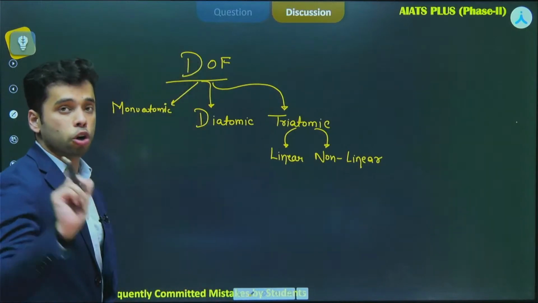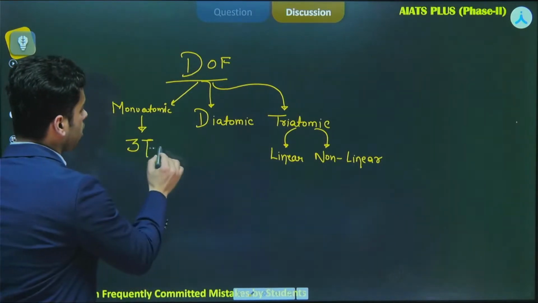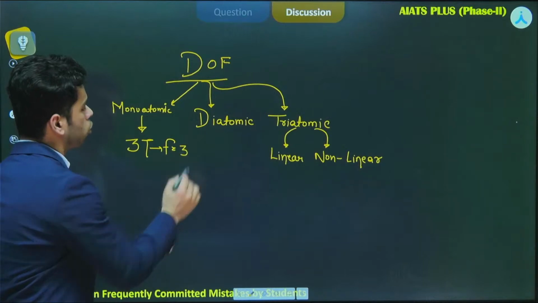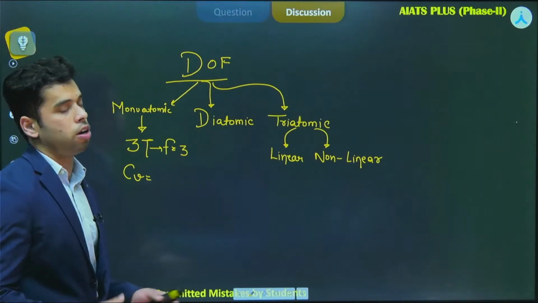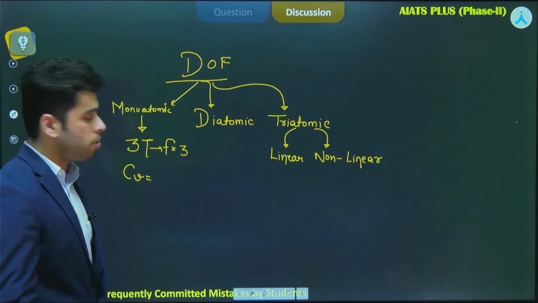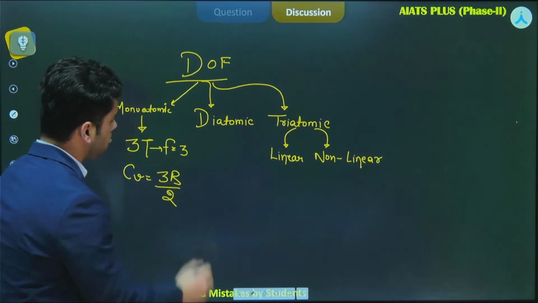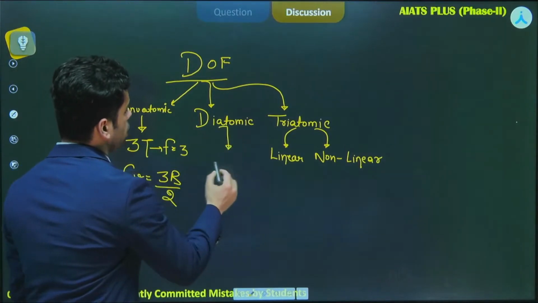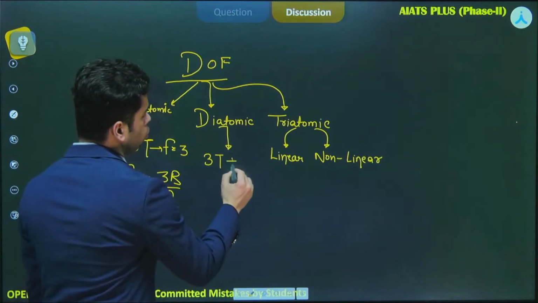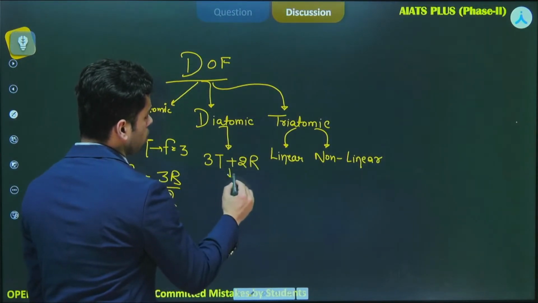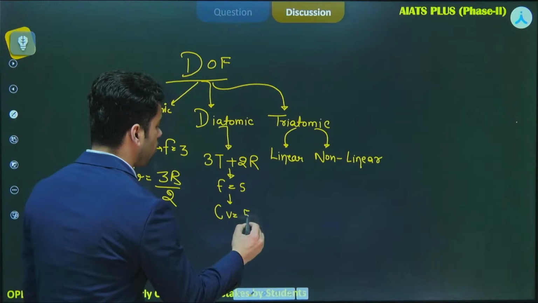If I talk about the monatomic gas, it will have 3 translational degrees of freedom, which means that the degree of freedom for it should be equal to 3. So F should be equal to 3. And if you want to write CV, the specific heat at constant volume, it is equal to FR by 2. So it will be equal to 3R by 2. Let's talk about the diatomic gas. It will have 3 translational degrees of freedom, just like monatomic, plus 2 rotational degrees of freedom. So the total degree of freedom becomes 5. So the value of CV will be equal to 5R by 2.